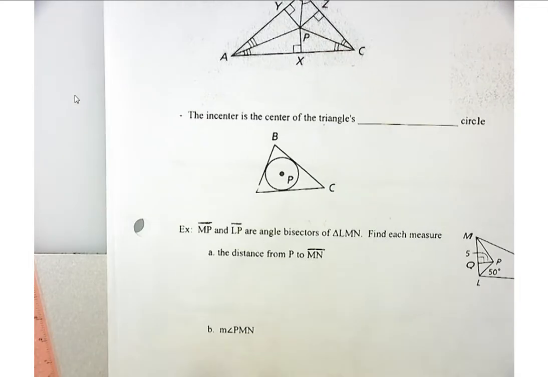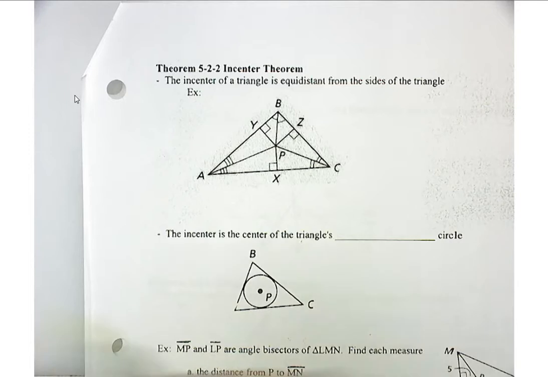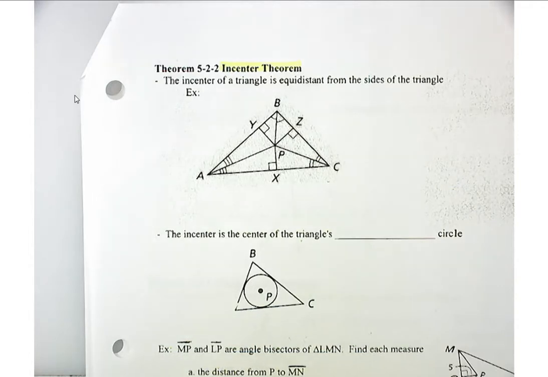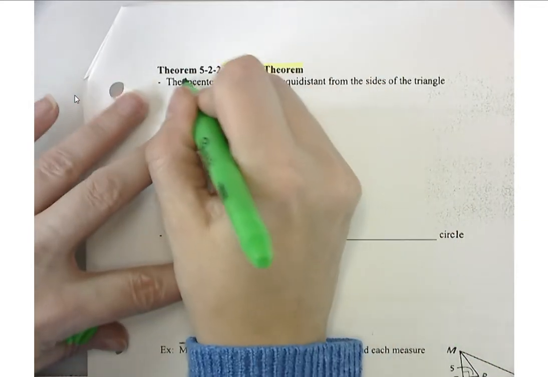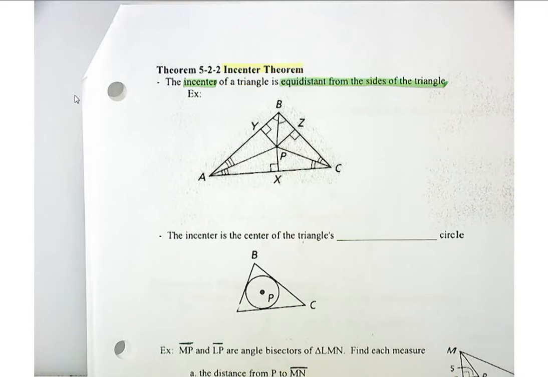Alright, and then we have an incenter theorem that is similar to our circumcenter theorem. The incenter theorem tells us that the incenter is equidistant from the sides of the triangle. Okay, so equidistant from the sides. If you recall with the circumcenter, it was not equidistant from the sides, it was equidistant from what? The vertices. Yep, equidistant from the vertices. So this is going to be equidistant to each side.